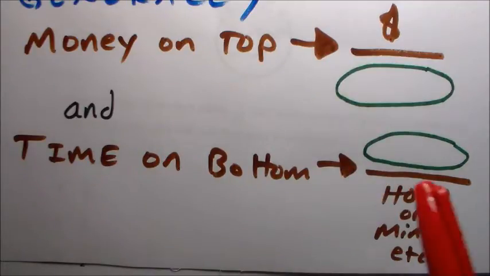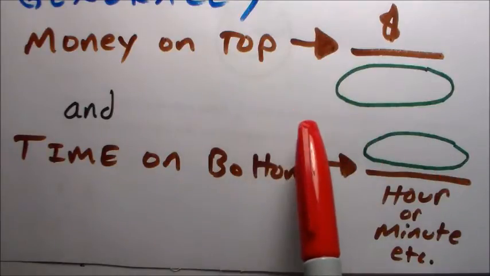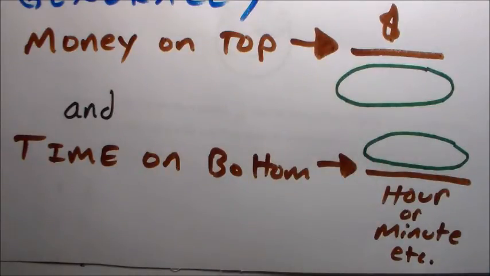Is this like dividing by 0? If you do it the other way, the world explodes? No, it's okay. But just generally as a convention, money will be on top and time will be on bottom.